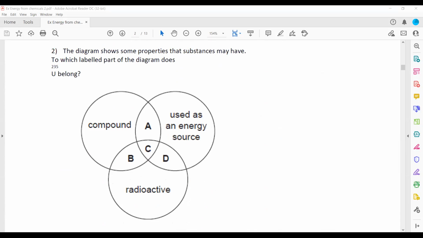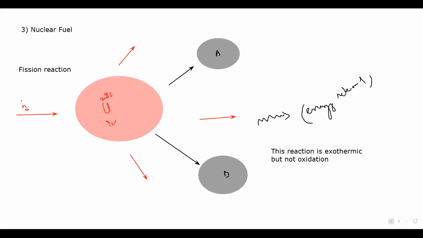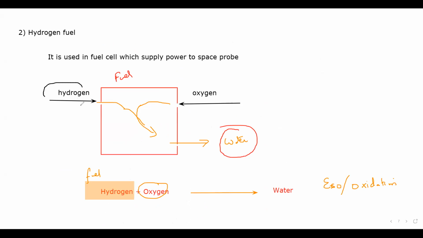So the diagram shows the hydrogen fuel cell. What happened, Abdullah? In a hydrogen fuel cell, hydrogen is added to oxygen. So when hydrogen mixed with oxygen, what did it form? It formed water, and where this reaction occurred, that is called a fuel cell.